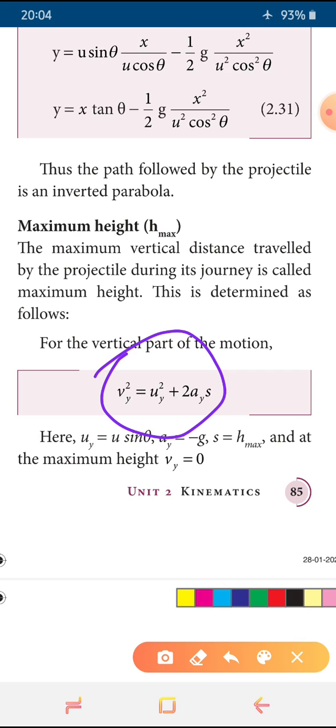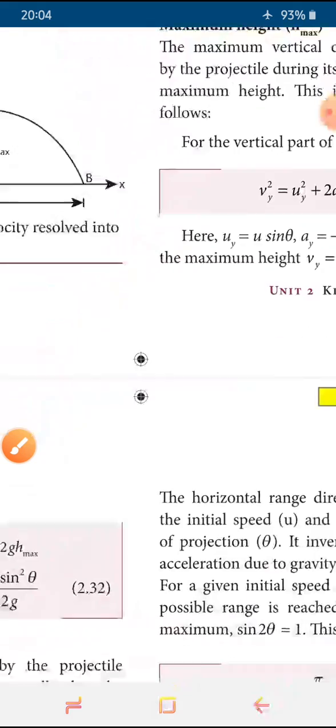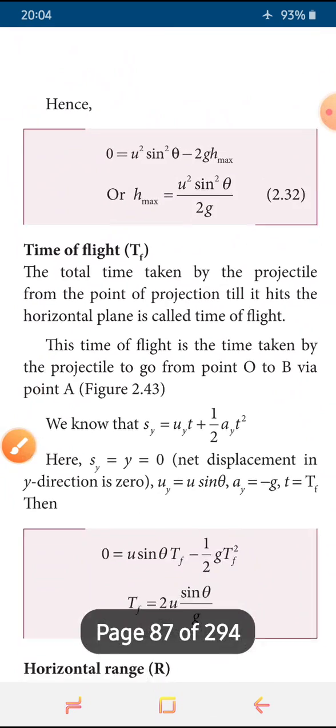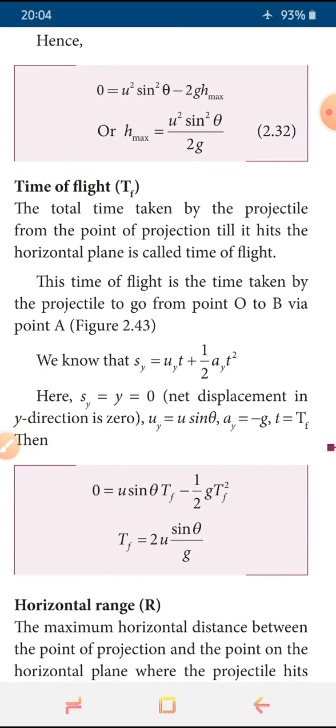uy is equal to u sin theta, ay is equal to minus g, and s is equal to h maximum. At maximum height the velocity will become 0, because it is going to come down, it is going to move downward, so it is taken as 0. Then all these things are substituted in this. We got the equation as 0 is equal to u square sin square theta minus 2g h maximum.